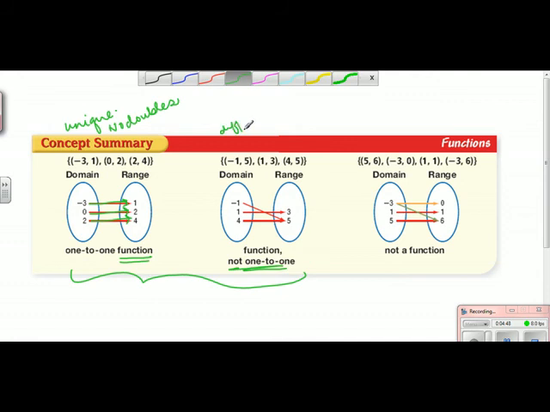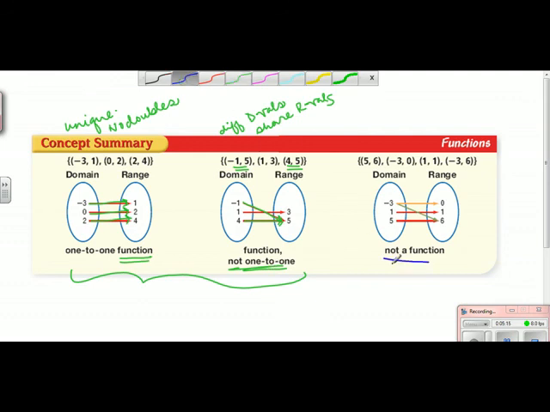is different domain values share range values. Okay, so for example, 4 maps to 5, and -1 also maps to 5. Still a function, not one-to-one.